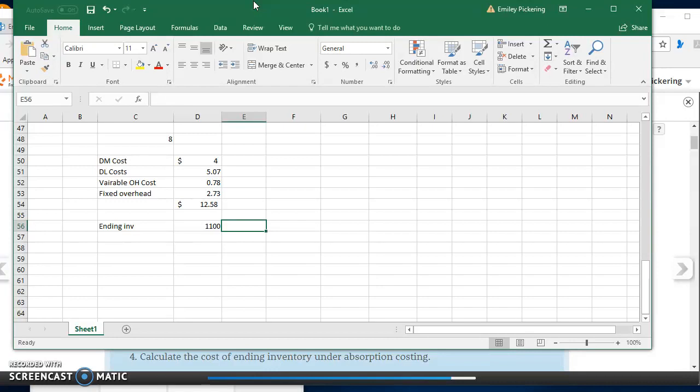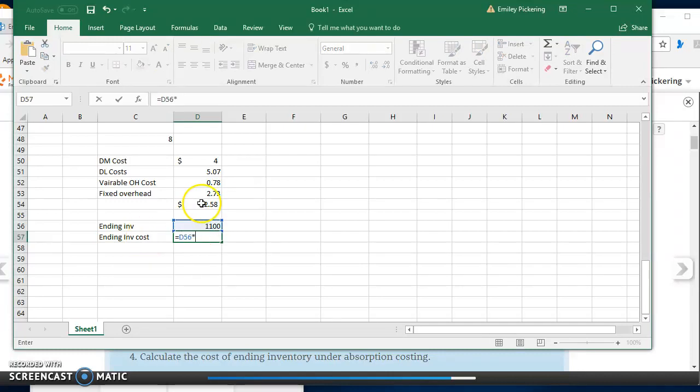And then the last part was, what was the cost of my ending inventory? So I'm just going to take that 1,100 and multiply it by my cost per unit. So my total cost sitting in ending inventory is 13,838.